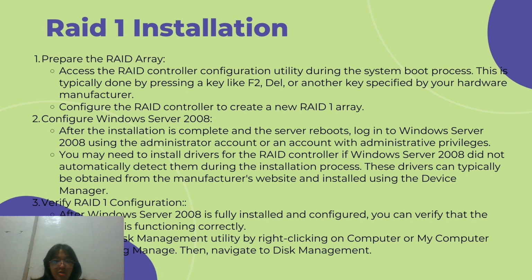So sa disk management, you should see the RAID 1 array listed as a single disk with the appropriate size and status. Then also perform additional tests such as copying files to and from the RAID 1 array to ensure that the data is being mirrored properly between the drives.